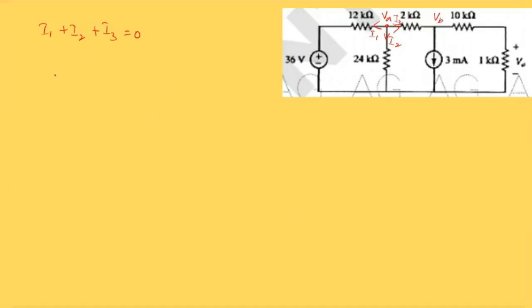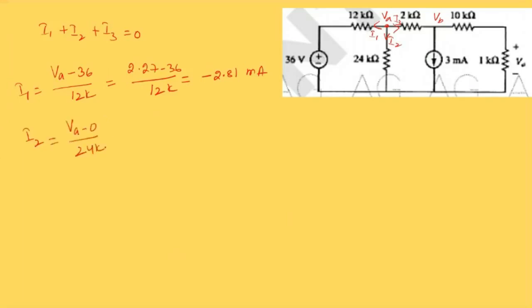So what is I1? I1 is (VA minus 36) divided by 12K. So I1 is equal to VA minus 36, so it is (2.27 minus 36) divided by 12K, which is equal to minus 2.81 milliampere. Next coming to I2. I2 is (VA minus 0) by 24K. So it is 2.27 divided by 24K. This value is 9.45 into 10 power minus 5 amperes.